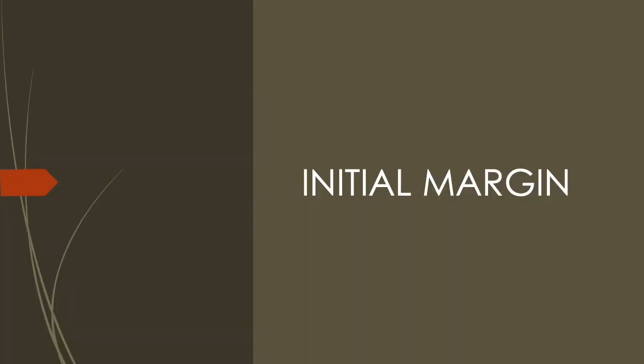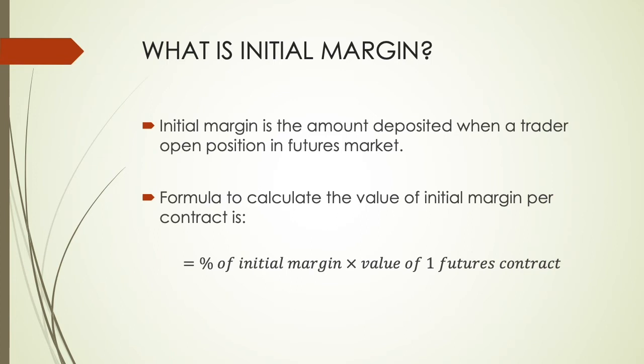So now we look at it, calculation on initial margin. What is initial margin? Initial margin is the amount deposited when a trader open position in futures market. Formula to calculate the value of initial margin per contract is percentage of initial margin times value of one futures contract.